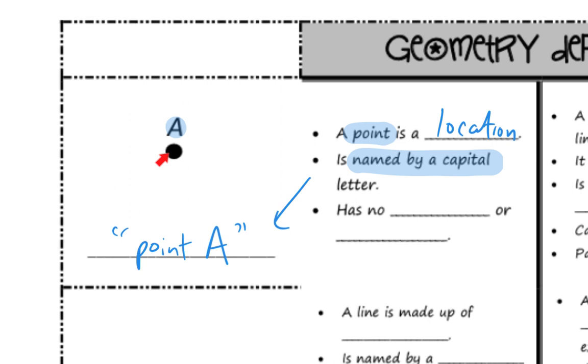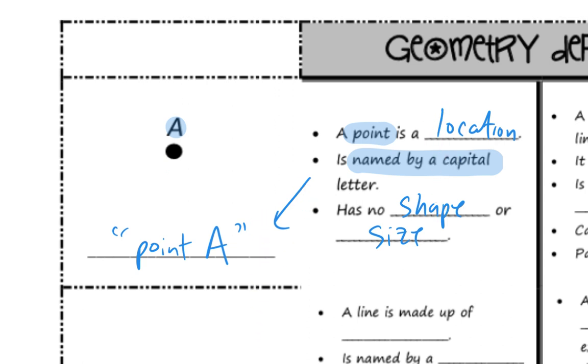Now the thing about this point is it has no shape or size. It's a weird concept to think of, but it's not actually there. It has no shape or size. It's just marking a location. So that first one is called a point.